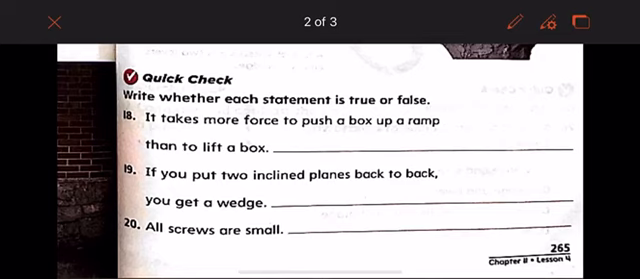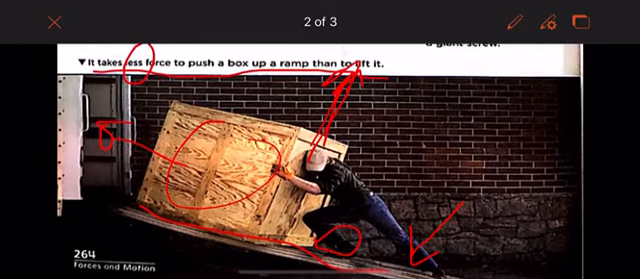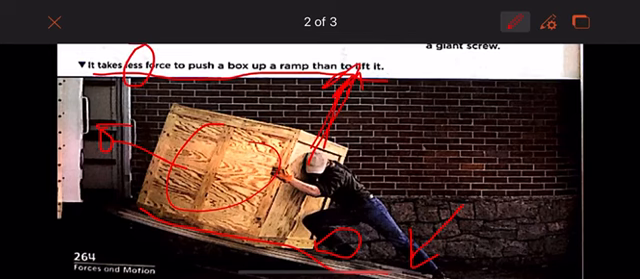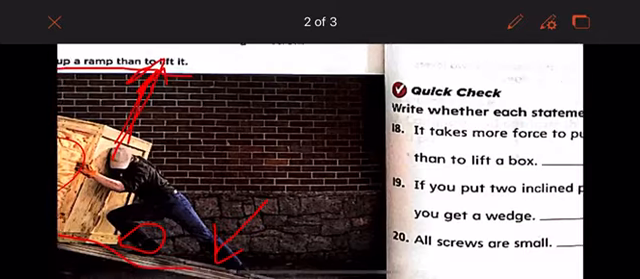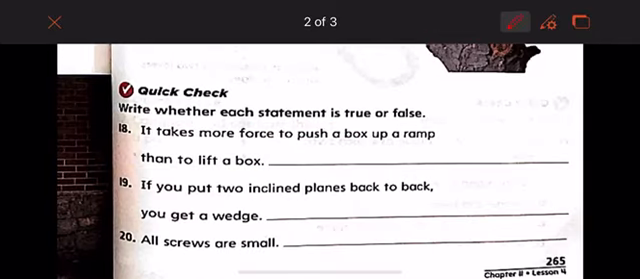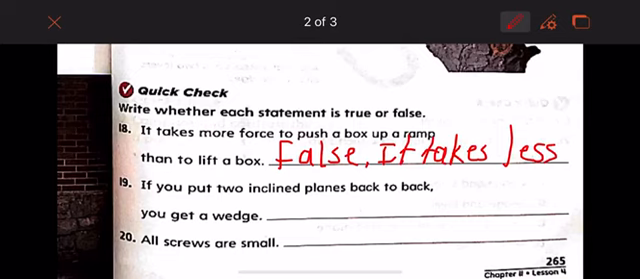Let's do the quick check together. Write whether each statement is true or false. It takes more force to push a box. No, it's not true. It's false. Why do you think it's false? Because it takes less.